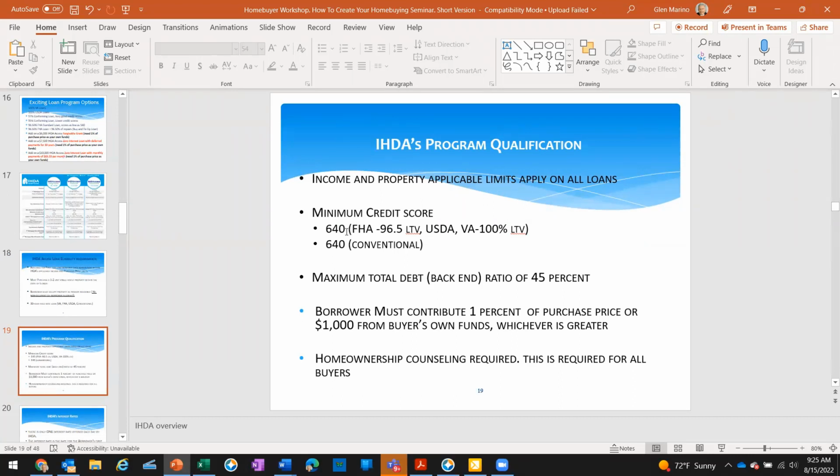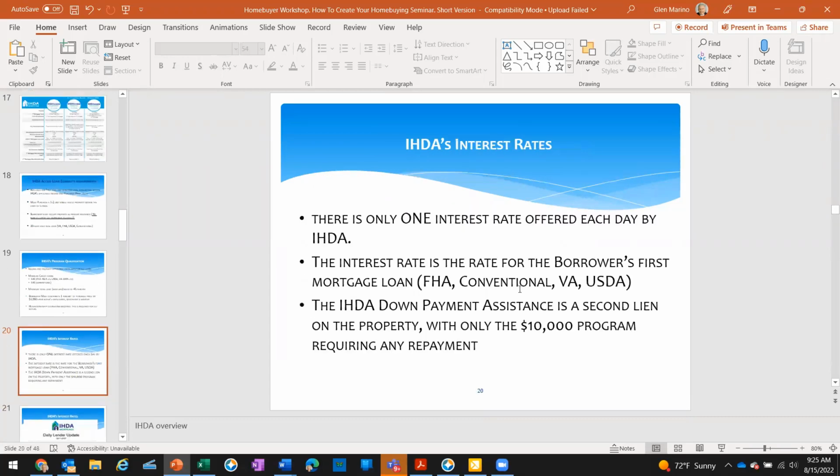As we mentioned, the minimum credit score is 640. They cannot have a debt to income ratio, total debts, your housing payment plus minimum payments on credit cards plus your auto loan and student loan payments, of more than 45% of your gross income. The borrower must contribute 1% of the purchase price, and they must go through homeownership counseling. They can do that online, very easy.